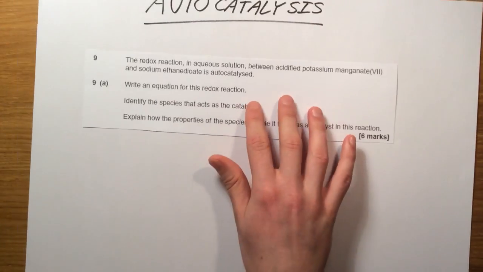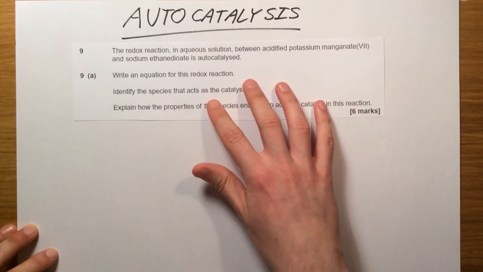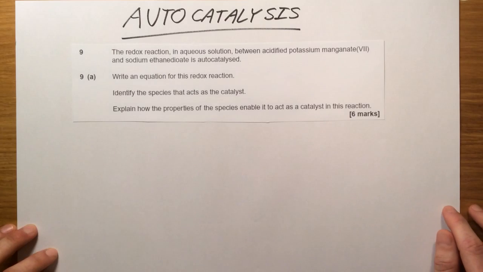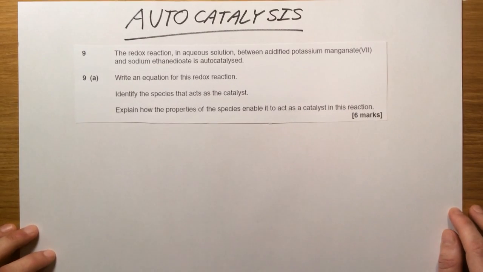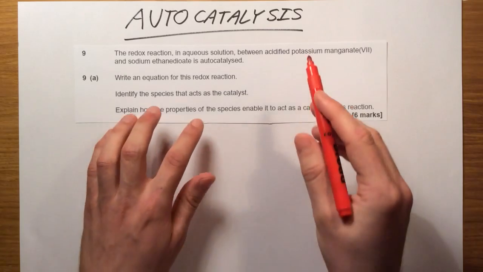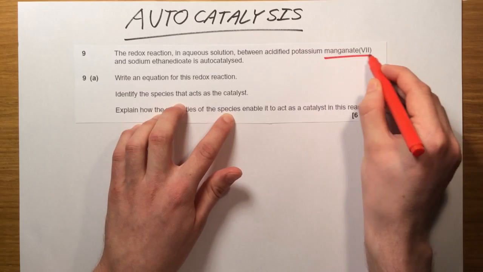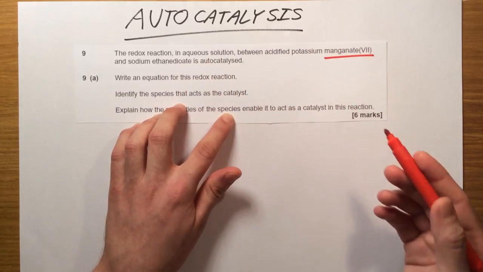However, the general principles behind this, you could take and apply to any question. So the question which comes up most frequently, and often it is broken down a little more than this, but this is basically what it looks like. And the first thing we need to be able to do is to actually identify the species that are reacting. If we look at this reaction here, we've got acidified potassium manganate reacting with sodium ethane dioate.